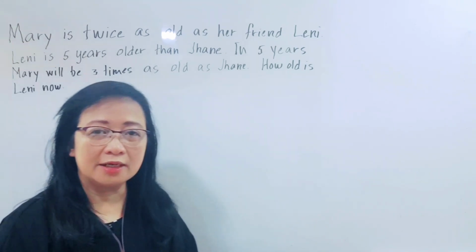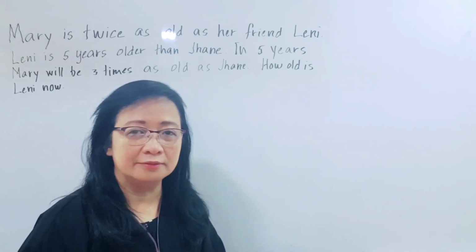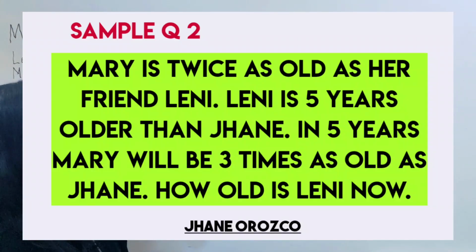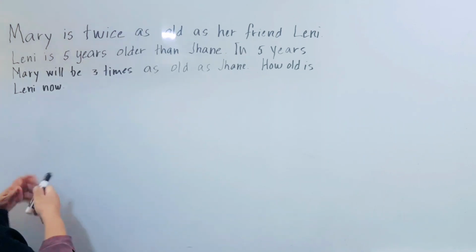Now, our second age word problem involves 3 persons. Mary is twice as old as her friend Lenny. Lenny is 5 years older than Jane. In 5 years, Mary will be 3 times as old as Jane. How old is Lenny now?